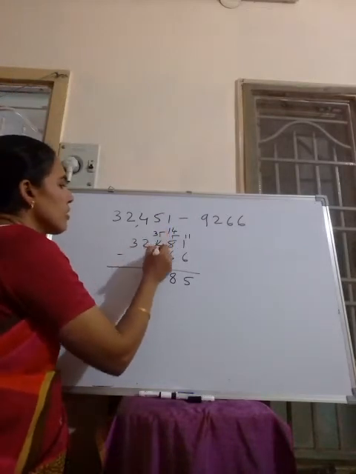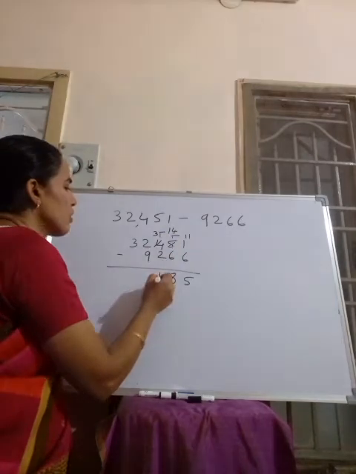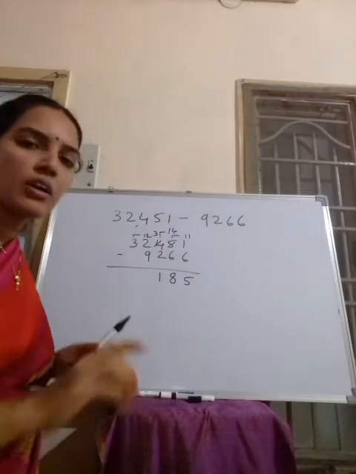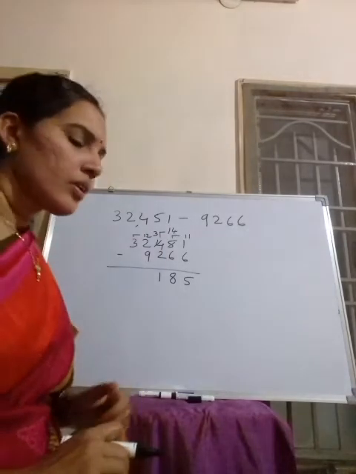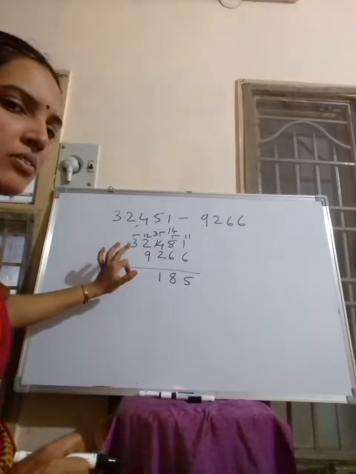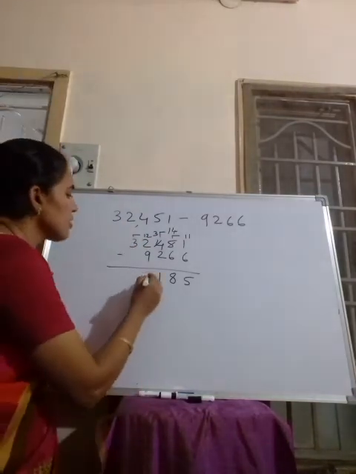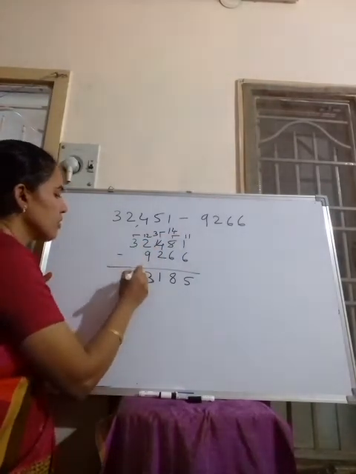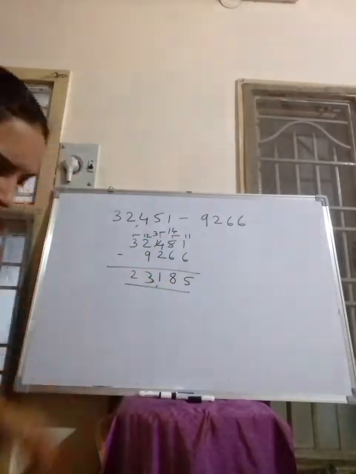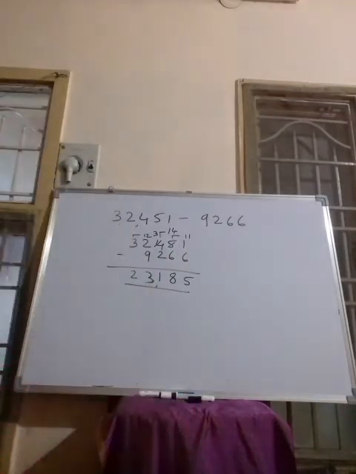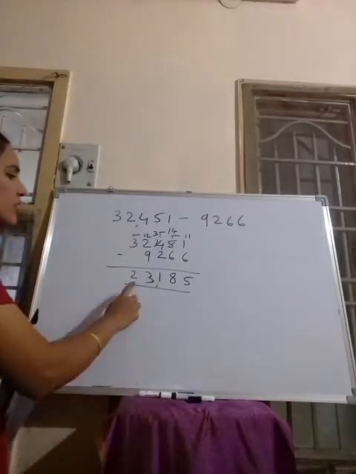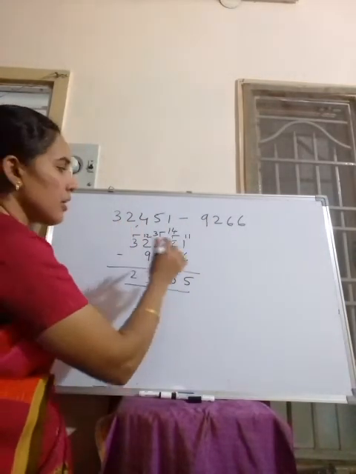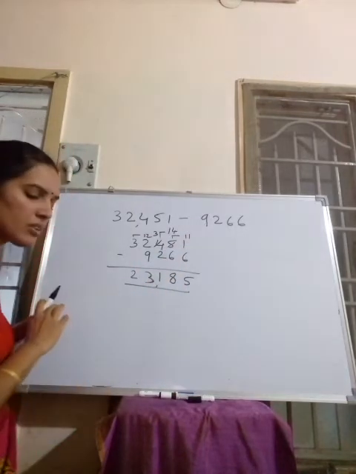Now in the hundreds place there is 3, and 1 we already borrowed, so 3 minus 2 is 1. Now from 2 we cannot subtract 9, so again borrowing, now it is 12. 12 minus 9 is 3. Now from the 3, one was already borrowed, left with 2. That is 23,185. What is the number we got? 23,185. This is how we subtract from the bigger number, and digits in the same places we must subtract.